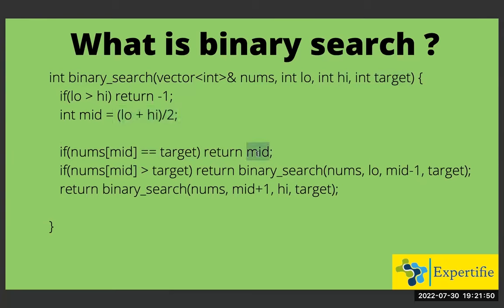If it is equal, luckily you have the answer. If not, if the number at the middle is greater than what you are looking for, then you will go in the lower half, low to mid minus 1, right? Because at mid, the number is not there. So you go to low to mid minus 1. Your problem space has reduced now. From low to high, it has become low to mid minus 1.